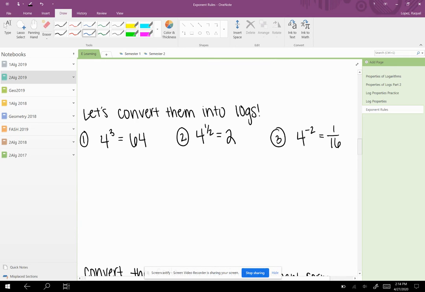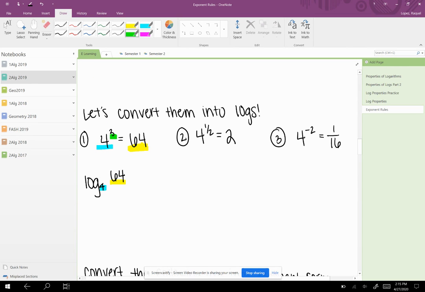Okay, so now let's take those same exponentials and convert them into logs. So remember, if we're converting them into logs, your base is going to stay the base. So that means that 4 is going to be the base of your log. Your new input is going to be the output of what it was in the exponent. So log base 4 of 64.